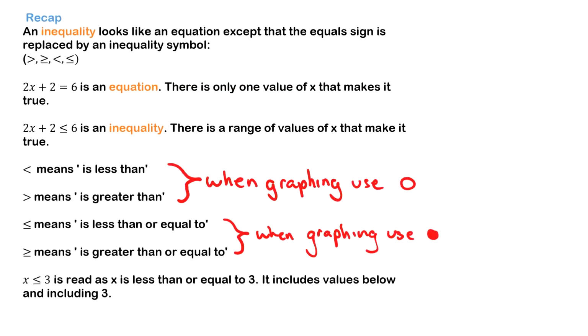To end the video, we'll do a quick recap. Remember, an inequality looks like an equation, except instead of the equal sign, you've got your inequality symbols. An equation has that equal sign, so 2x + 2 = 6 has one solution, whereas an inequality has a range of values that can make it true. On your screen, you can also see the different inequality symbols and what they mean. When you're dealing with is less than or is greater than, you use a hollow dot when graphing on a number line, whereas if you have or equal to, your dot should be solid.